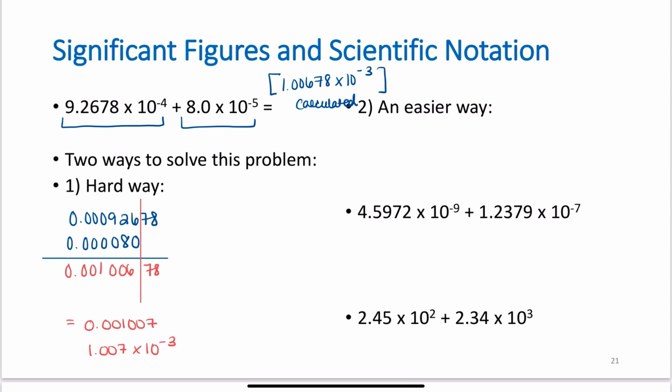Another way we can do this, though, is by matching the exponents. So we can either put everything into the 10 to the negative 5 or everything into 10 to the negative 4. I'm going to put in 10 to the negative 4 just because I already have it written out and I don't have to recalculate while I'm making a video. 9.2678 times 10 to the negative 4. And if I put 8.0 times 10 to the negative 5 into negative 4, that would be 0.80 times 10 to the negative 4.